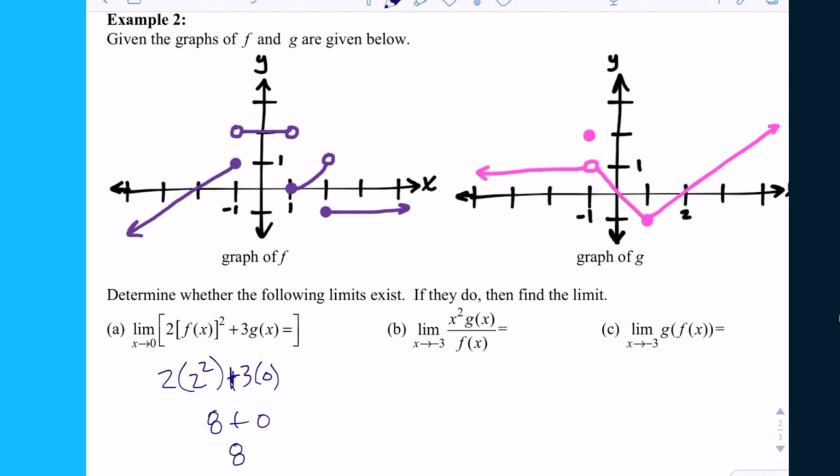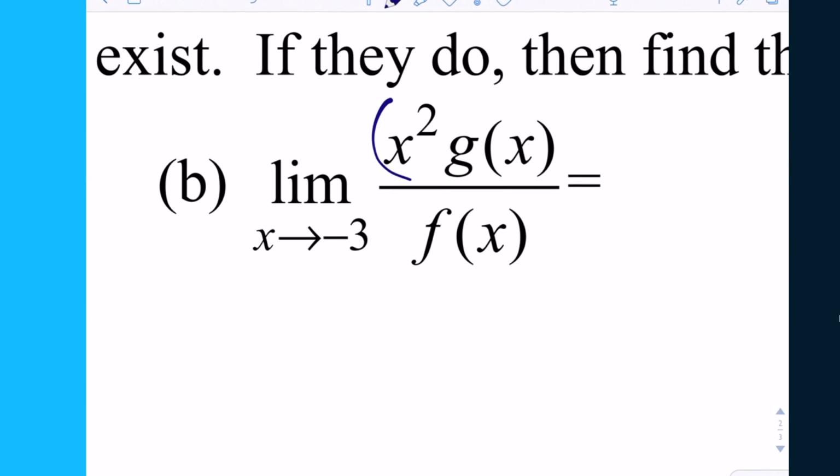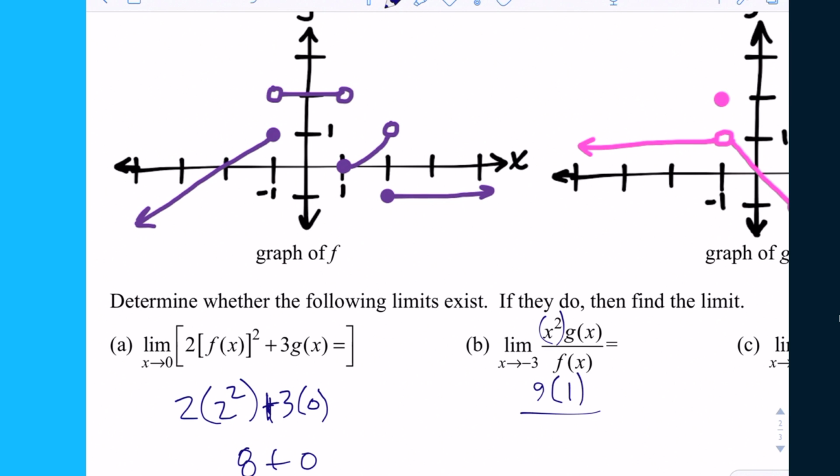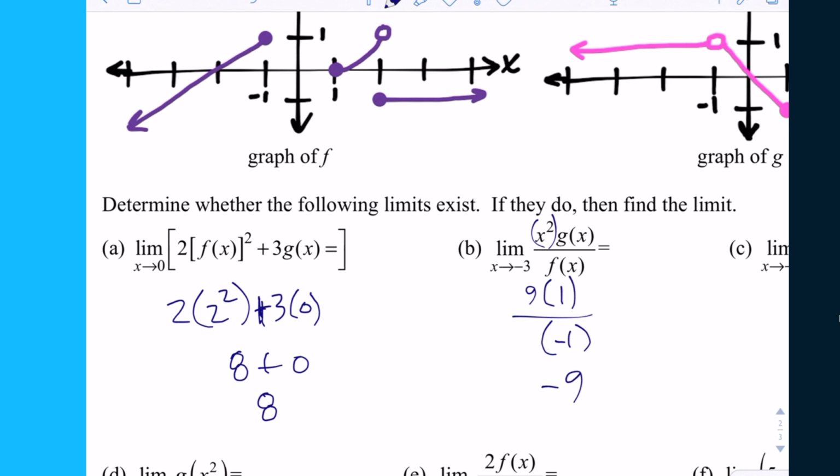The next one, notice you have an x squared. So you can kind of evaluate the x squared independently of the g and the f, right? How would you evaluate x squared as you go to negative 3? Just plug it in, right? Negative 3 squared is 9. And then g of x, that'd be the one on the right, at negative 3, let's see, negative 1, negative 2, negative 3. I intended it to be 1. It's not the most perfectly straight line, but you can infer that it's going to be positive 1. And then f of x, the other one, at negative 3, 1, 2, 3, is negative 1. So this one does come out to be just plain old negative 9. So nothing really difficult.